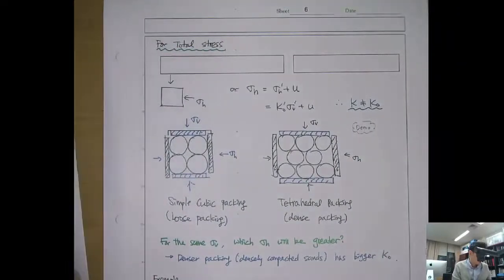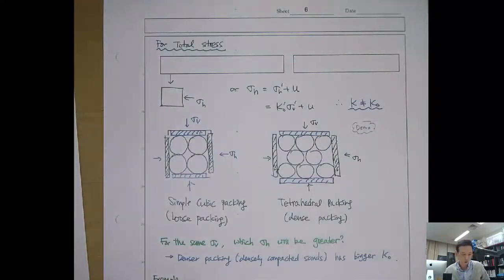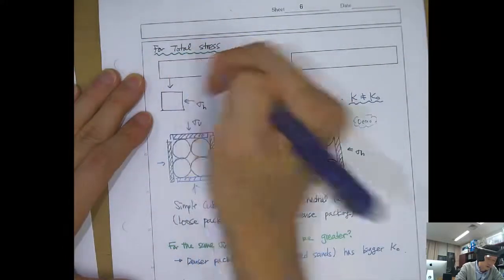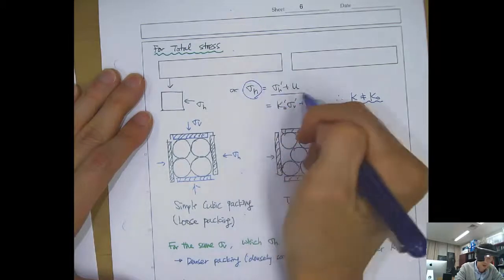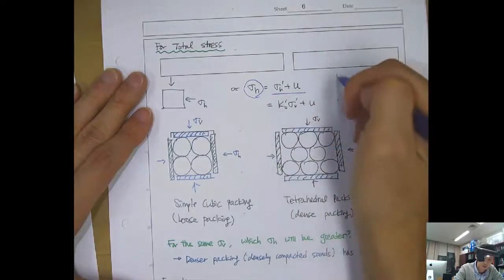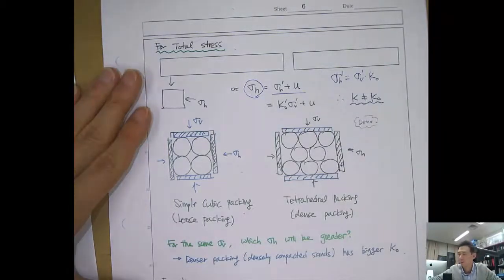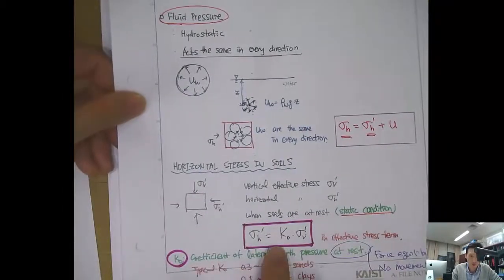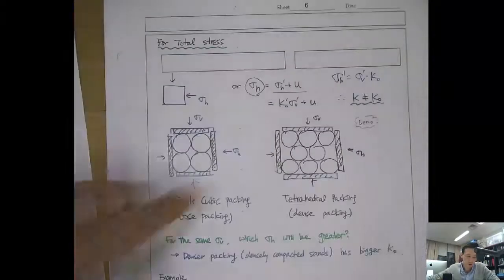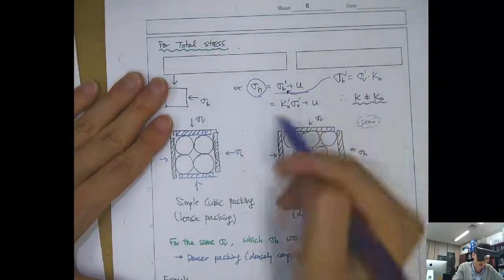Okay, so then let's develop the correlation with the total stress. So here we've seen that sigma h is sigma h prime plus u, and sigma h prime is sigma v prime times K naught, from what we defined on the previous page, right? So then if you plug it in here, you get this equation.